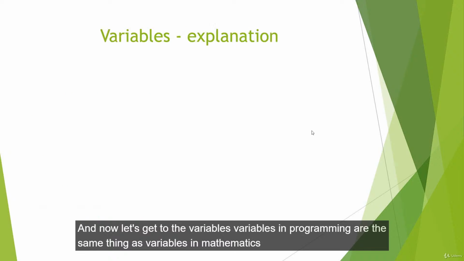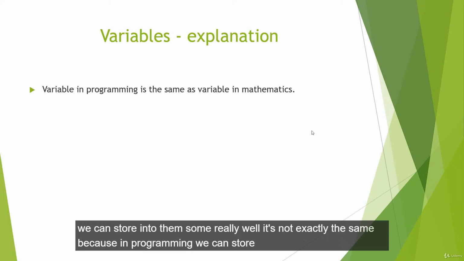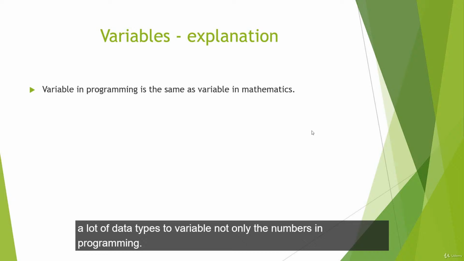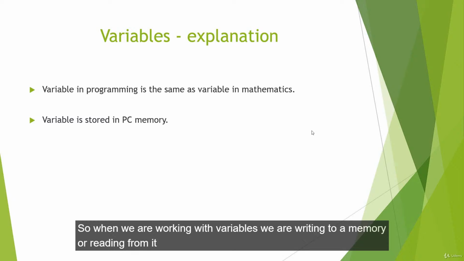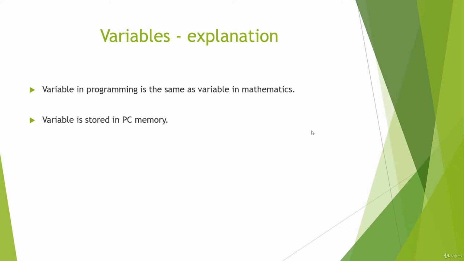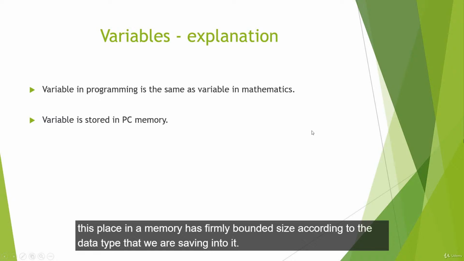Variables in programming are the same thing as variables in mathematics. We can store into them some value. Well, it's not exactly the same, because in programming we can store a lot of data types to variable, not only the numbers. In programming, we are not saving variables onto the paper, but to the memory of a PC. So, when we are working with variables, we are writing to a memory or reading from it. This place in a memory has firmly bounded size according to the data type that we are saving into it.